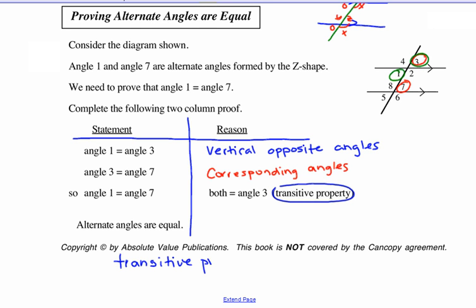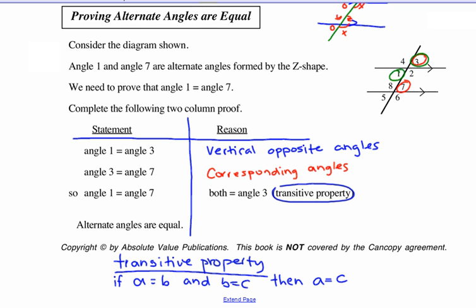So what is the transitive property? It's this, quite simply: if A equals B and B equals C, then A equals C. Right? That's the transitive property. So here we have angle 1 equals angle 3 and angle 7 equals angle 3, then angle 1 must equal angle 7. That's because of the transitive property, and that proves that these alternate angles are equal.